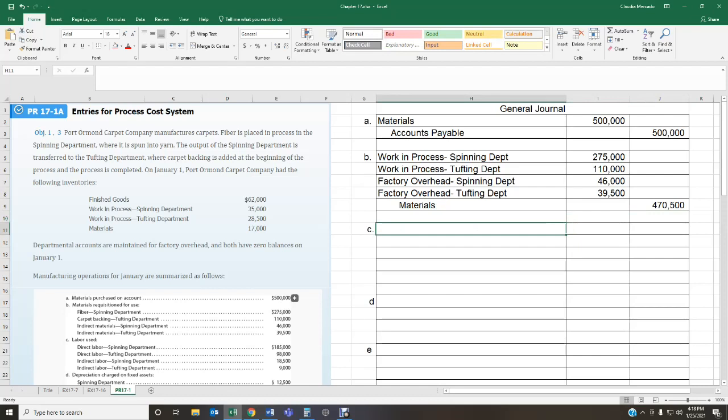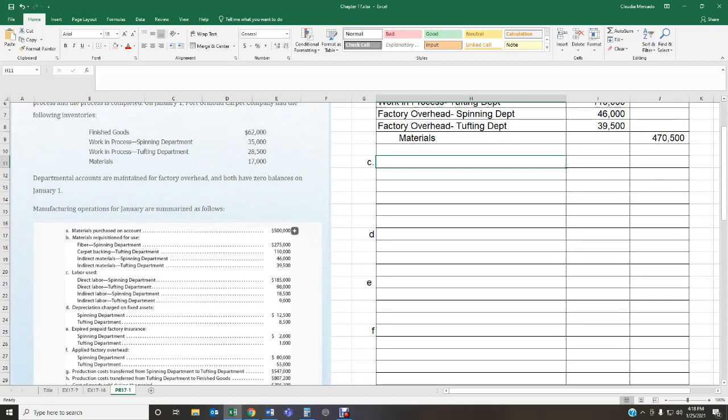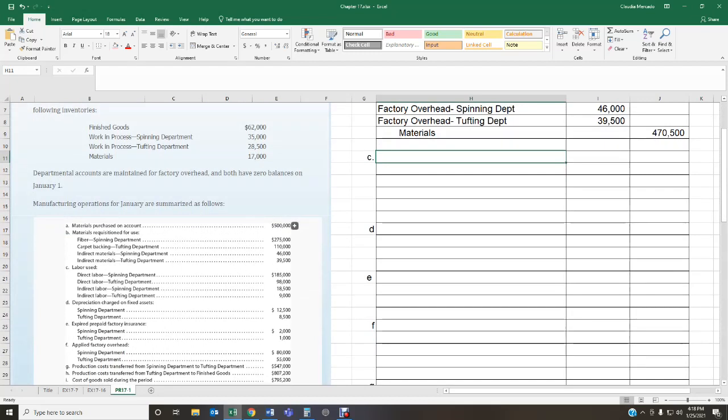So that deals with materials. Every time you requisition materials, this is the entry you're going to do, okay? Now we're looking in letter C at our labor. It says direct labor, spinning department. So now we have to allocate our labor to the spinning department.